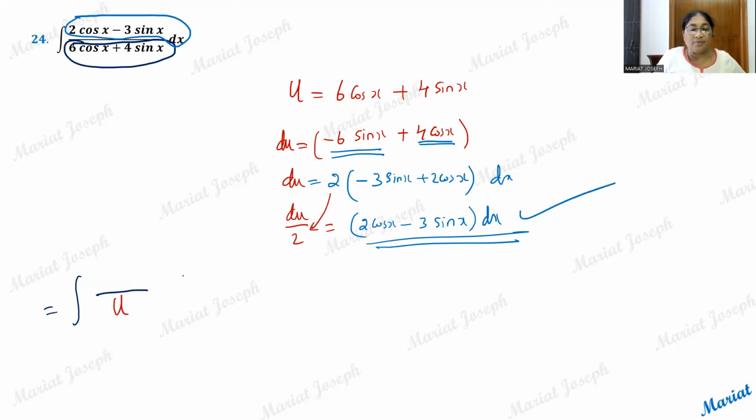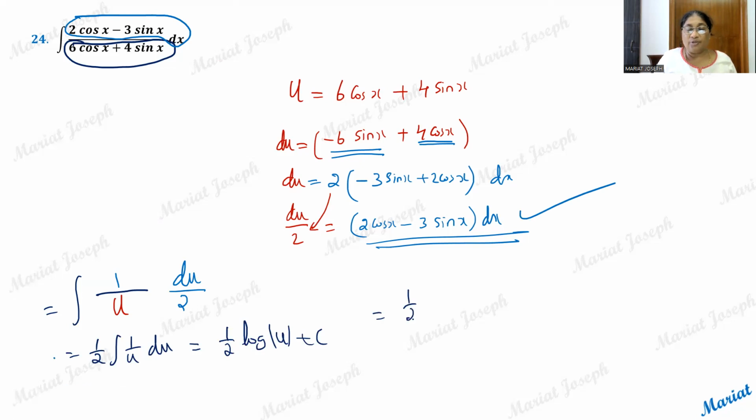Here it is. And that 2 we can keep outside. So it is half of integral 1 by u du. And what is integral 1 by u du? Log u. So half into log mod u plus c. So we can rewrite it as half into log mod 6 cos x plus 4 sin x.